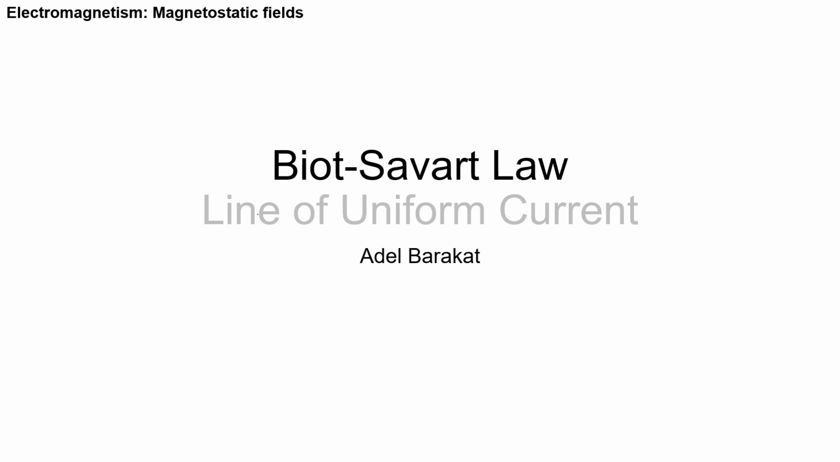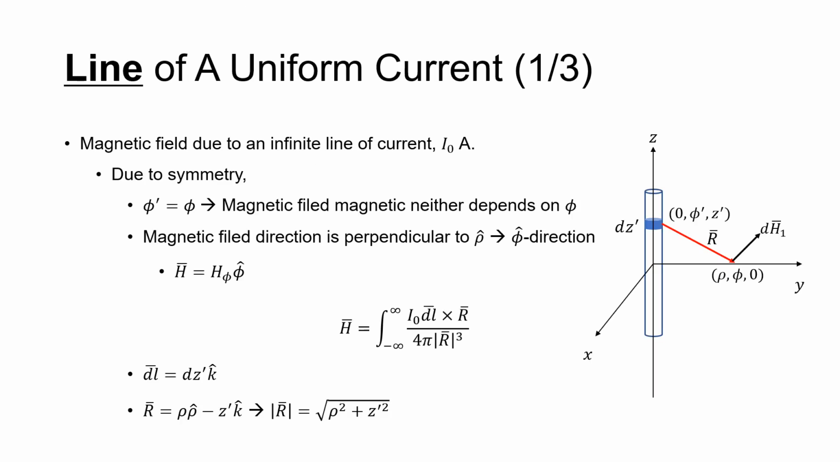Welcome again to magnetostatic fields. This time we will have some practice problems in the Biot-Savart law, which is line of uniform current. This is the first problem application on the Biot-Savart law.